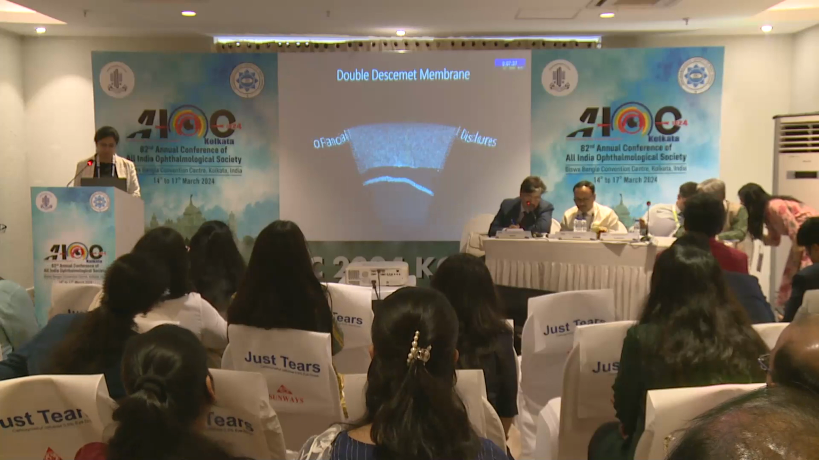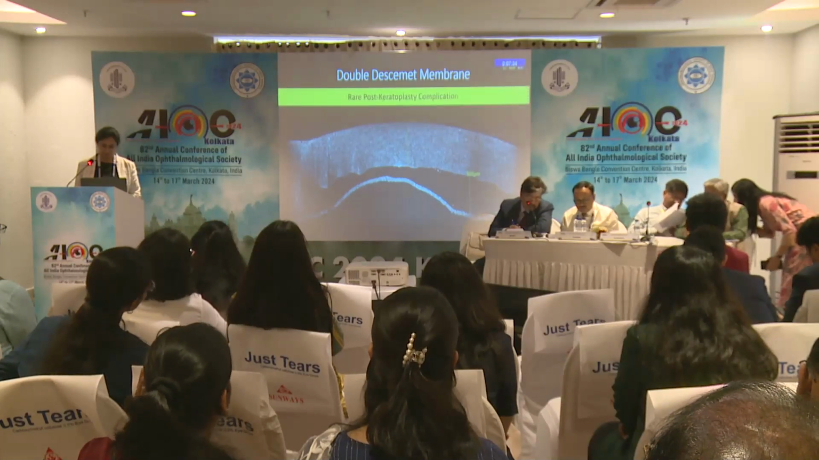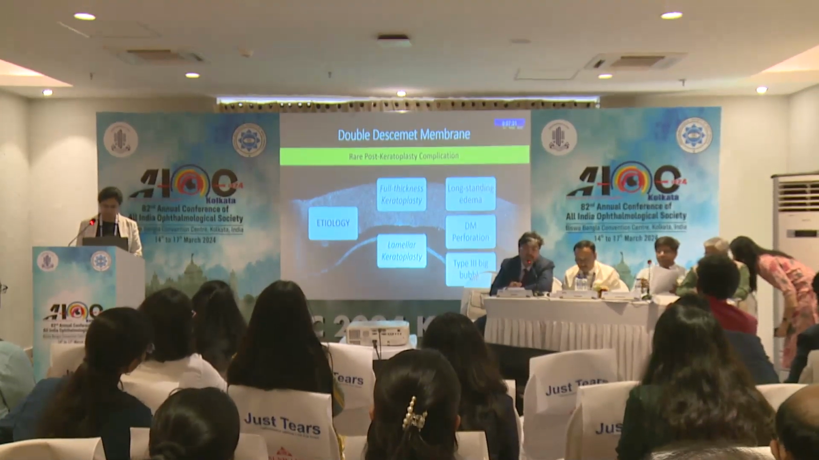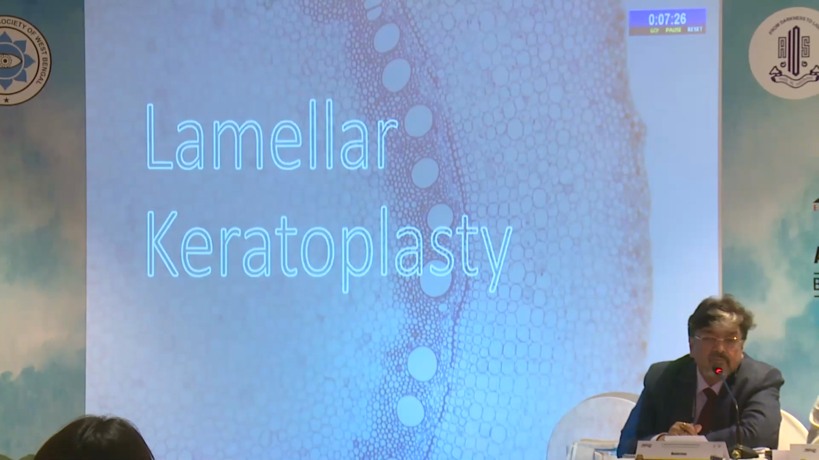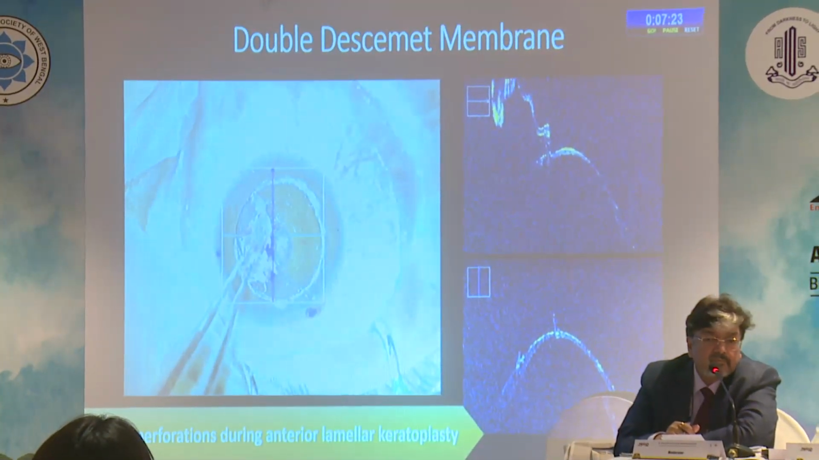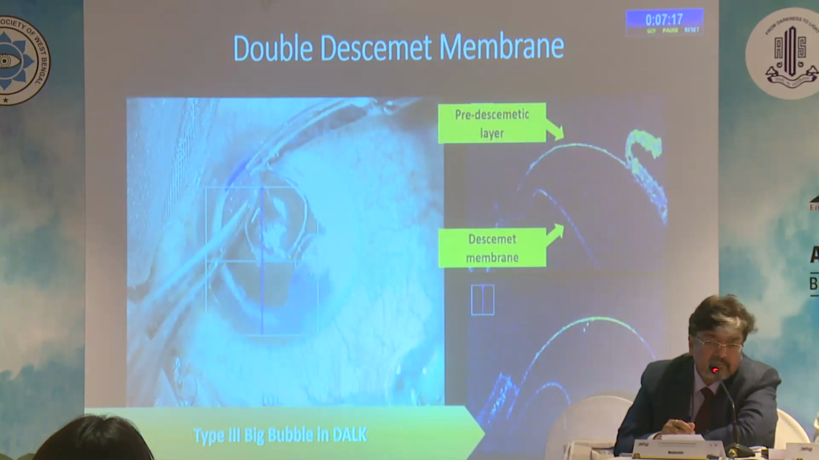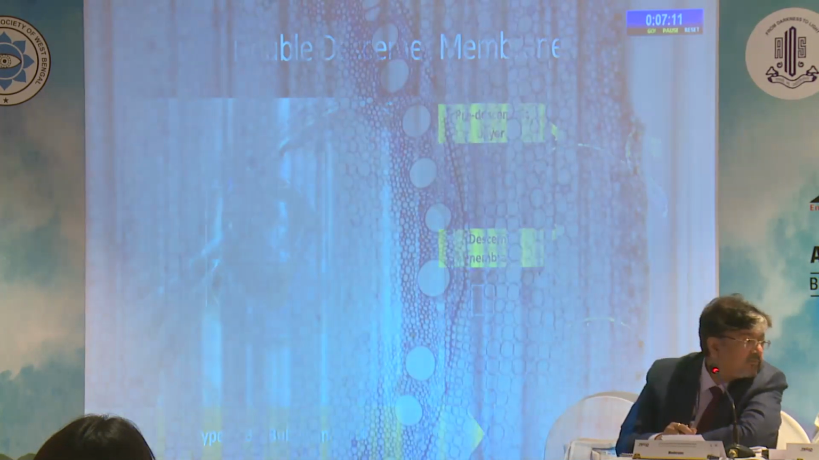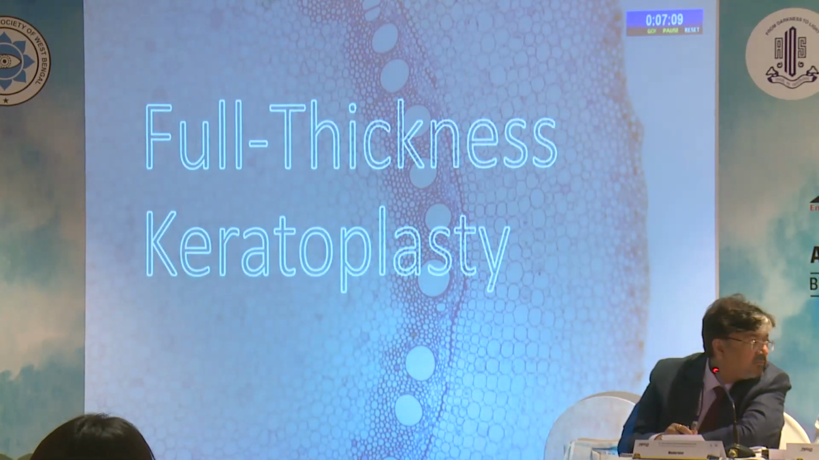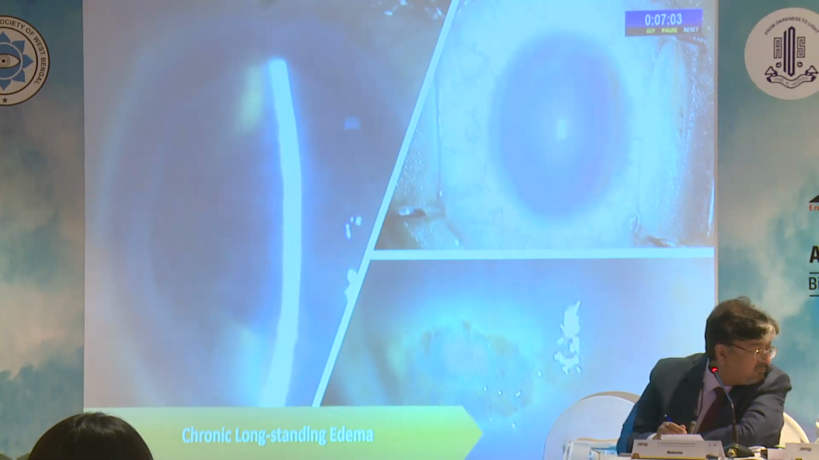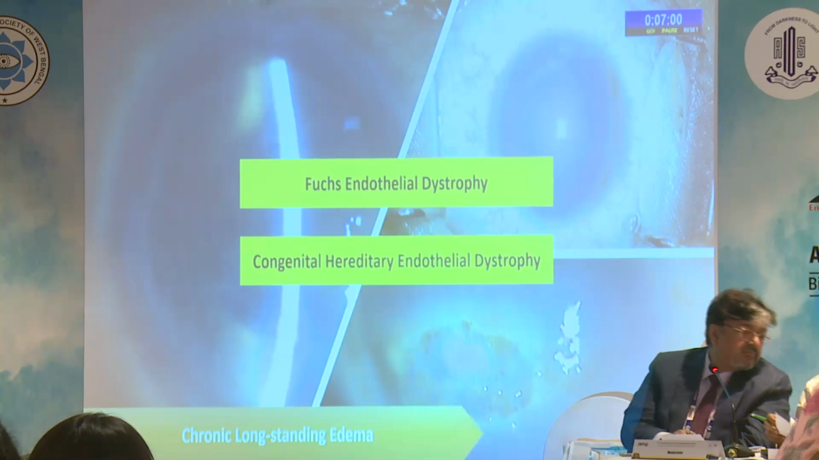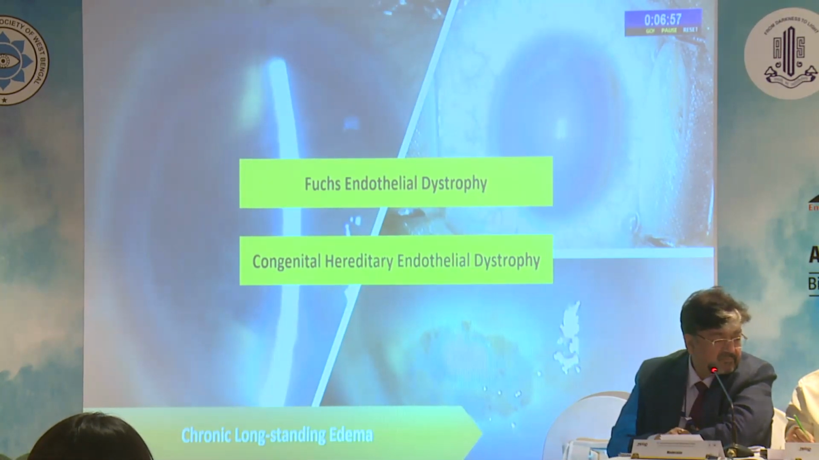Double Descemet membrane is a rare complication that may be observed after full thickness or lamellar keratoplasty. In lamellar keratoplasty, the etiology may be related to either intraoperative perforation leading to a double anterior chamber, or a type 3 bubble formation during DALK, resulting in separation of the pre-Descemetic layer and Descemet membrane. Retention of the host Descemet membrane may be seen in cases of chronic edema undergoing penetrating keratoplasty, such as long-standing Fuchs endothelial corneal dystrophy or congenital hereditary endothelial dystrophy.